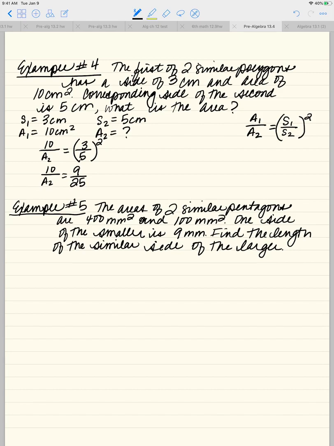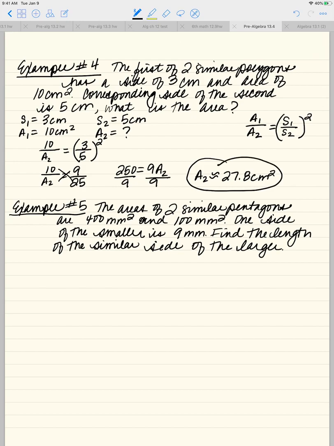Now I can use cross multiplication. Okay? So 250 is equal to 9A2. Divide both sides by 9, and we get A2 is approximately 27 and 8/10 centimeters squared, because we're talking about area.